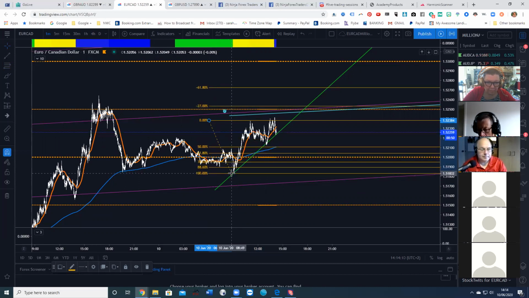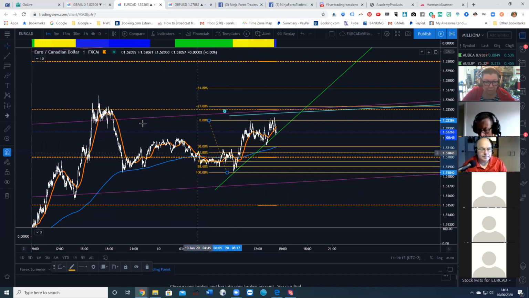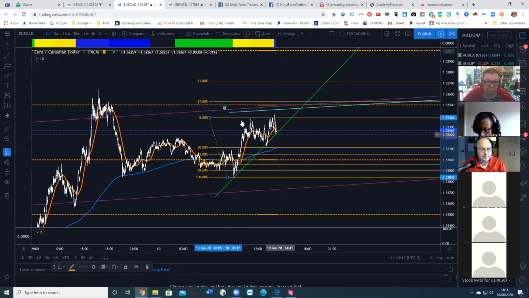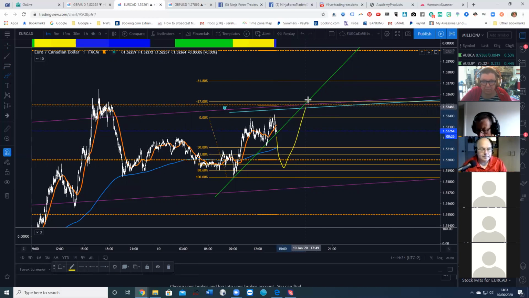And it's nowhere near anything at the moment. So we might want it to do this, to come back down. What we'd like is for it really to come back down to that 88.6 and then shoot up. So we'll have a look and see what that does. I'll put a trend line just in case something happens round about here.